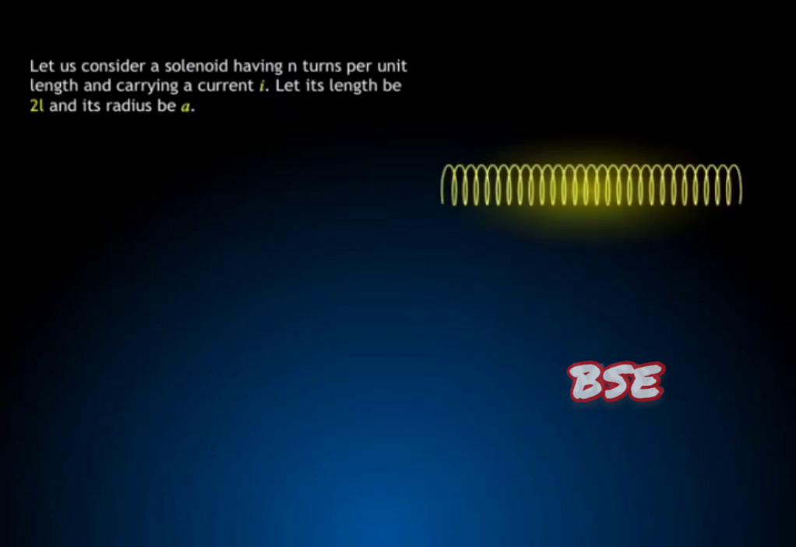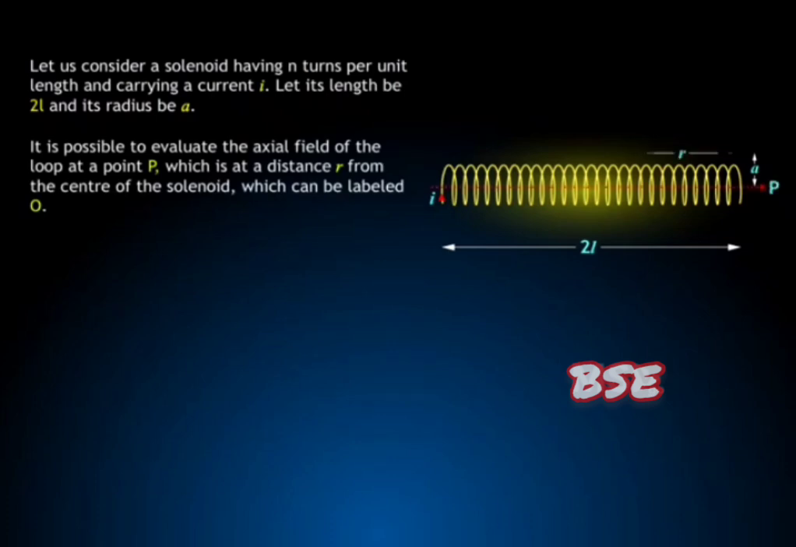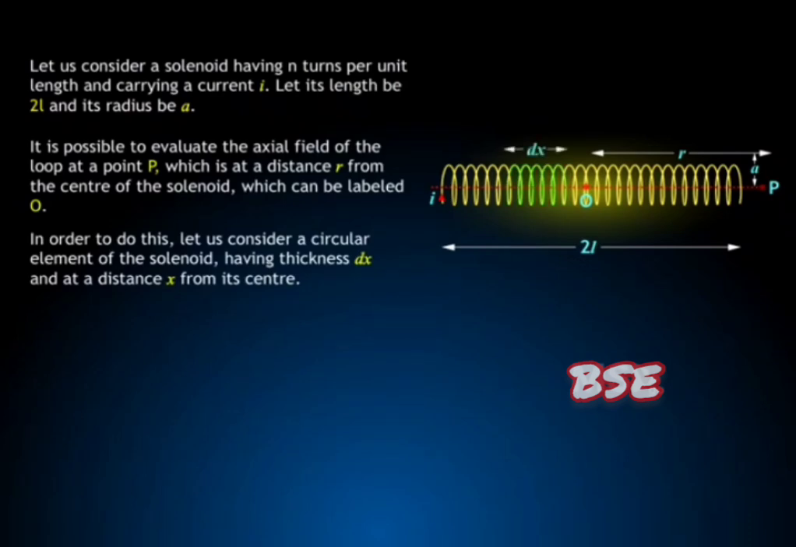Let us consider a solenoid having n turns per unit length and carrying a current I. Let its length be 2L and its radius be a. It is possible to evaluate the axial field of the solenoid at a point P, which is at a distance r from the center O of the solenoid. In order to do this, let us consider a circular element of thickness dx in the solenoid and at a distance x from its center. The element dx contains n dx turns.